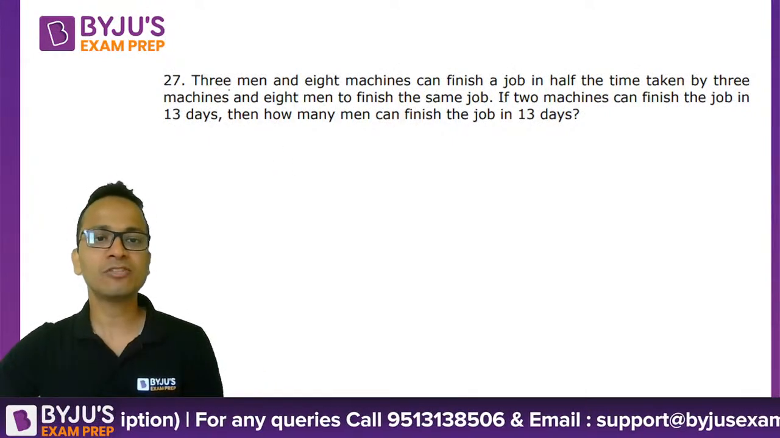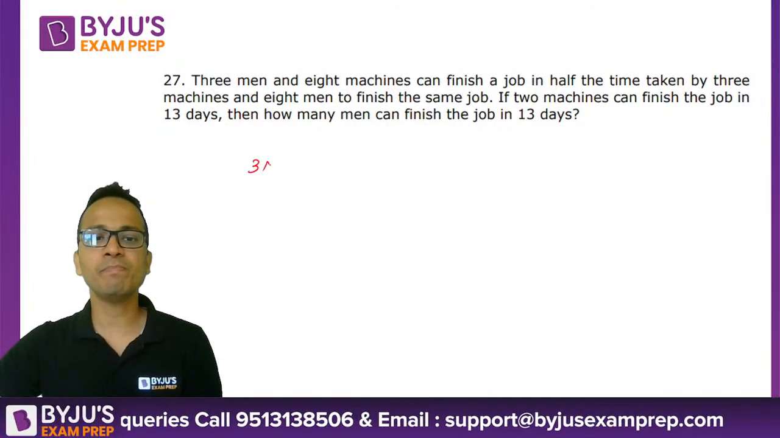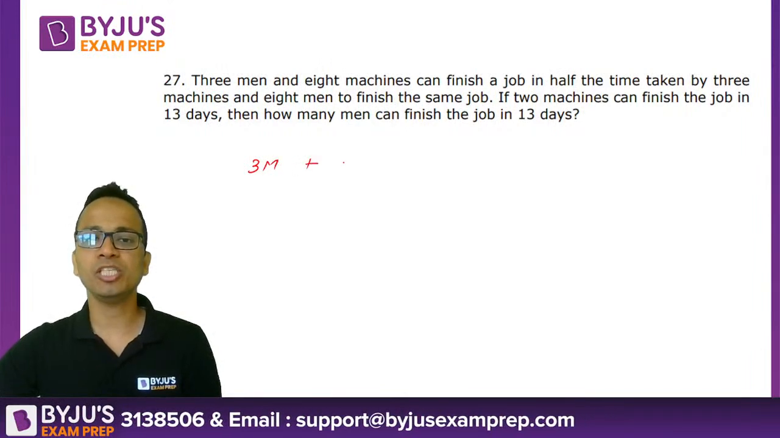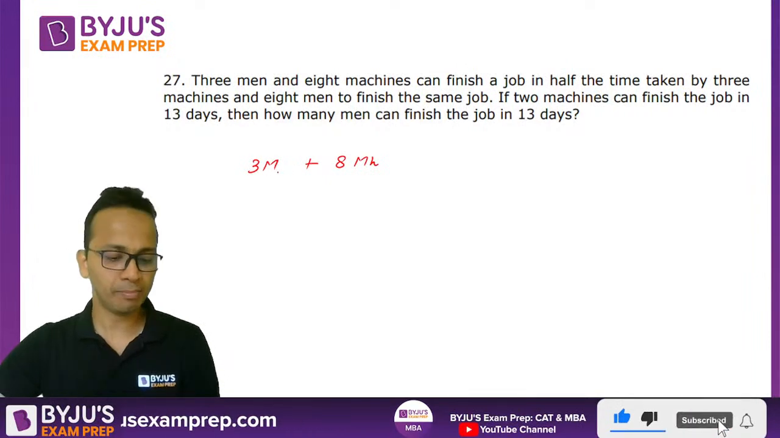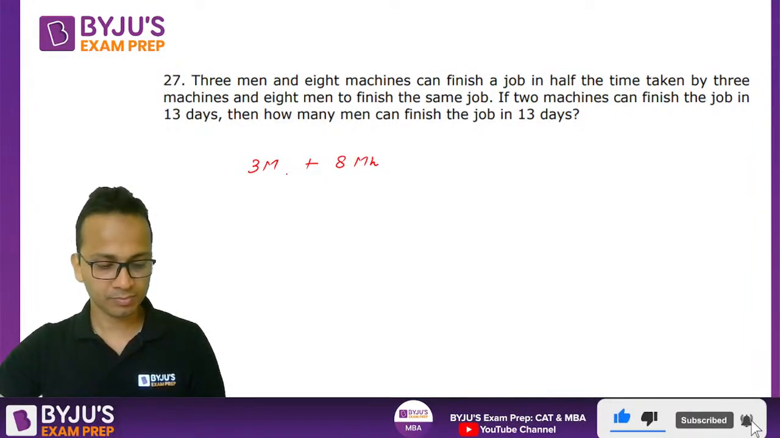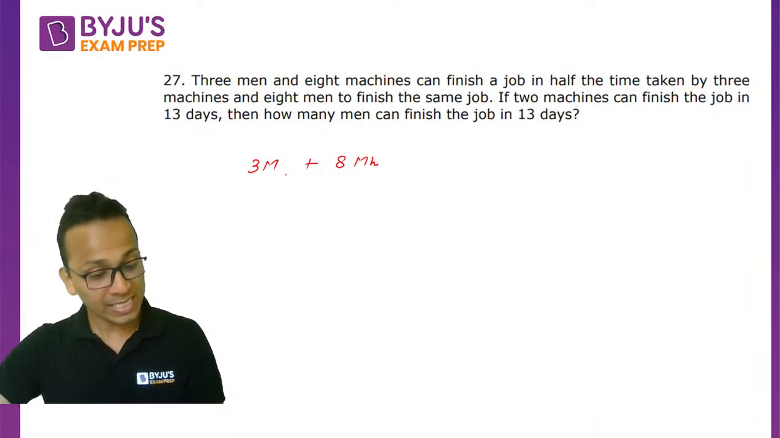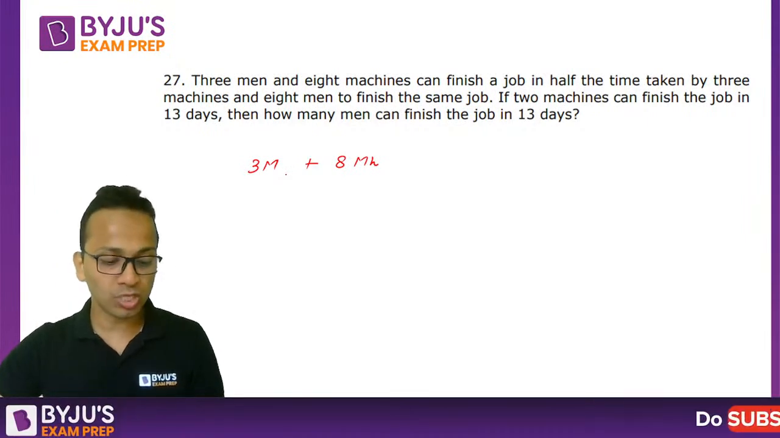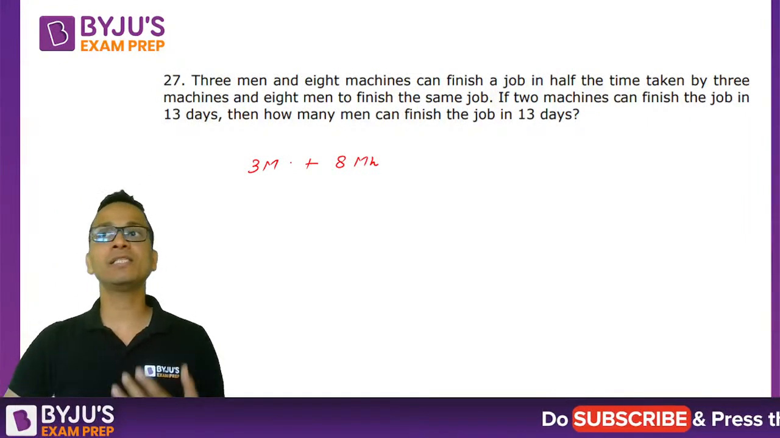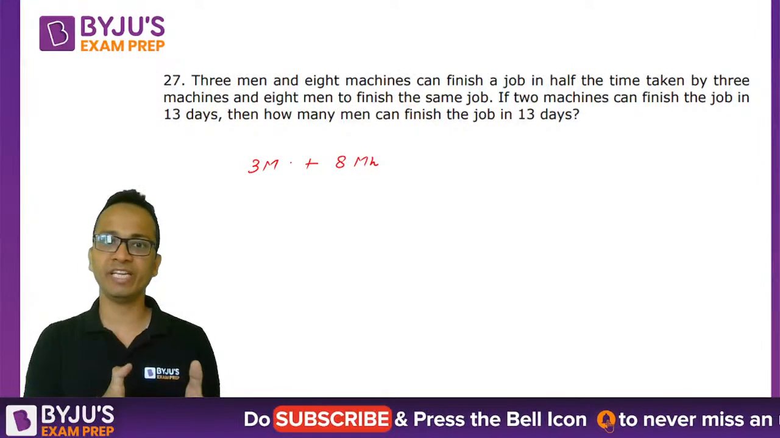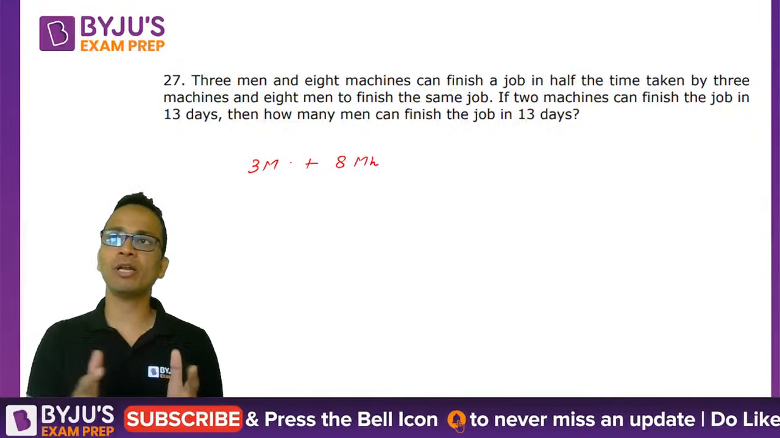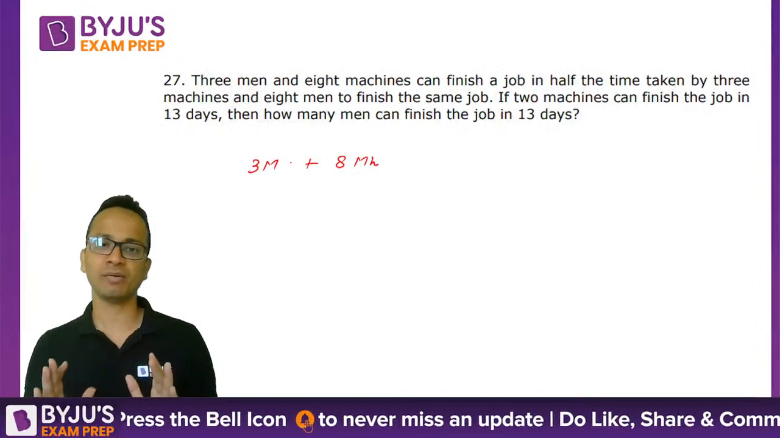So the question says that three men and 8 machines. So machines के लिए मैं MH use कर रहा हूं and men के लिए M. Yes, Varun, we have to check for both conditions. Modulus is greater than 0. मतलब modulus के अंदर जो value है, variable है, greater than 0 और less than 0. हमें दोनों के लिए check करना पड़ेगा modulus.